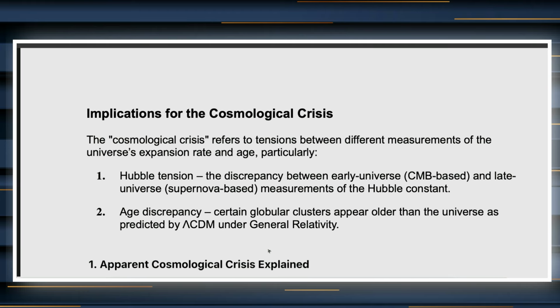Implications for the cosmological crisis. The cosmological crisis refers to tensions between different measurements of the universe's expansion rate and age, particularly the Hubble tension, the discrepancy between early universe and late universe measurements of the Hubble constant, and the age discrepancy. Certain globular clusters appear older than the universe as predicted by lambda CDM under general relativity. In other words, the Big Bang Theory is dead. Dead as it gets.